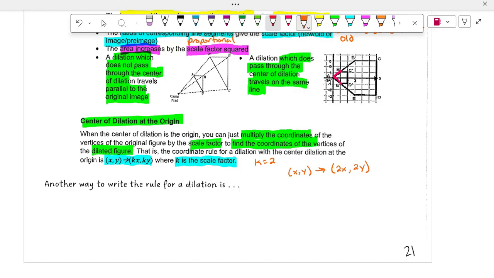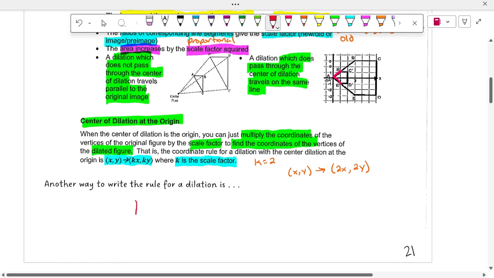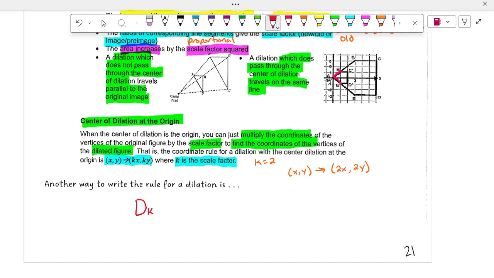Another way to write dilations is in function form. That would be capital D, and then the subscript would be your scale factor, or k. So for example, going off of if k was equal to 2, that would look like capital D with a subscript of 2. It's saying you're doing a dilation by a scale factor of 2, or a dilation by a scale factor of k.